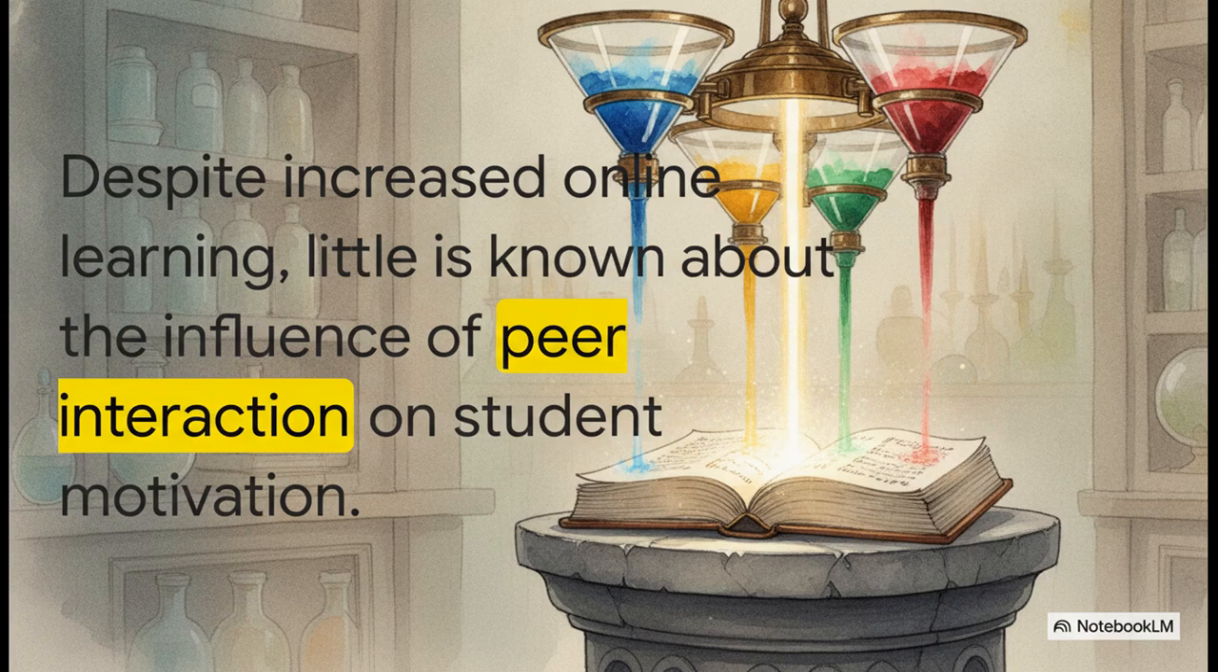Here's a statement. Despite increased adoption of online learning, little is known about the influence of peer interaction on student motivation among undergraduate learners. Okay? Notice how brilliantly this combines all 4 pillars into one single cohesive sentence. First, what is our context? It's the increased adoption of online learning. Right. Second, what are the specific variables? Well, we are looking at peer interaction and student motivation.